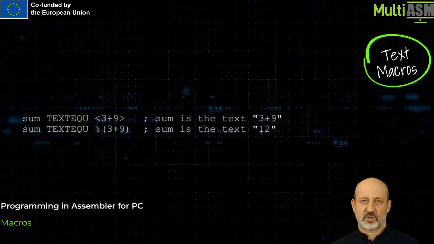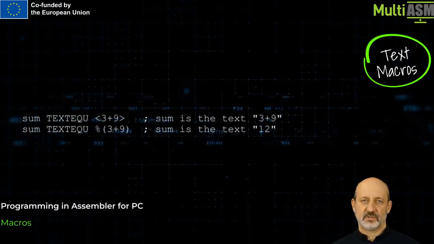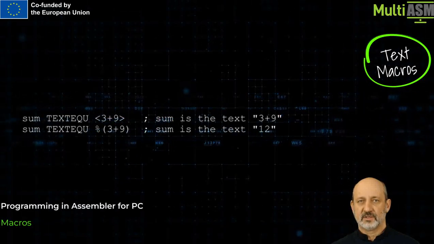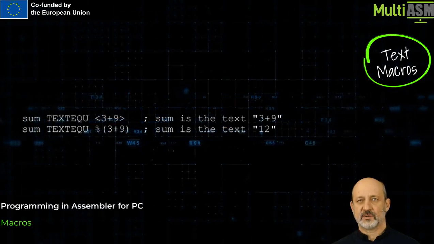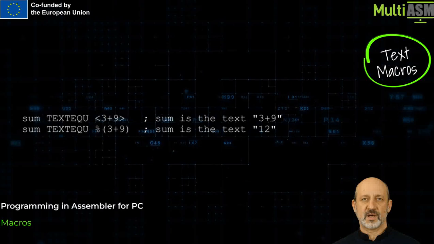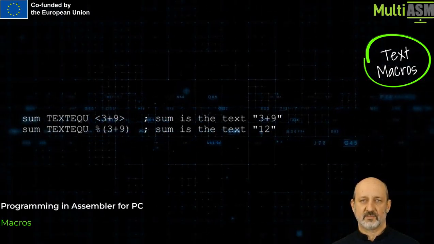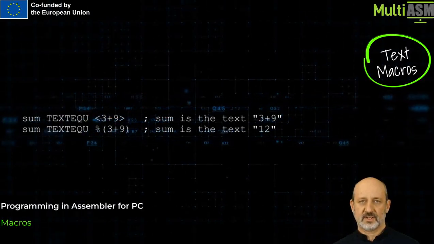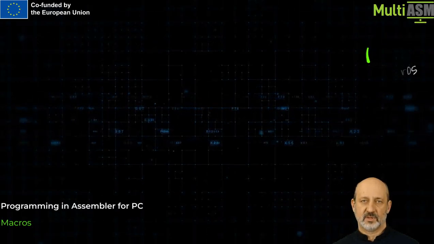In the case of expression, the percent operator calculates the result of an expression and converts it into a text representation. This process is named expansion, and the percent operator is the expansion operator. In the example, the first macro assigns the 3 plus 9, the second macro calculates the expression, converts it into the text representation, and assigns the text 12 to the symbol.